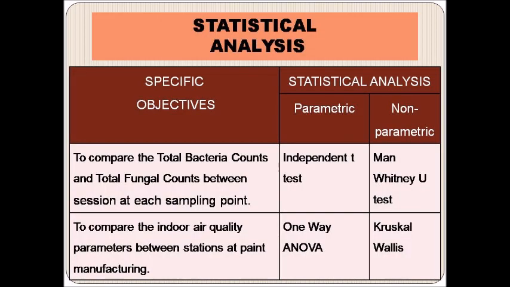Next is statistical analysis. First, to compare the total bacteria count and total fungal count between sessions at each sampling point. If normal, then use the independent t-test. If not normal, use the Mann-Whitney U test. Second, to compare the indoor air quality parameters between stations at the paint manufacturing industry. If normal, use one-way ANOVA. If not normal, use Kruskal-Wallis.